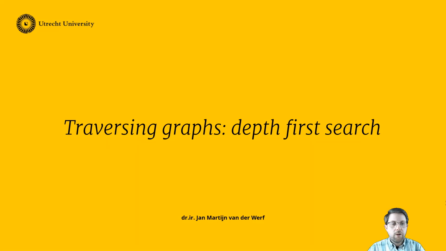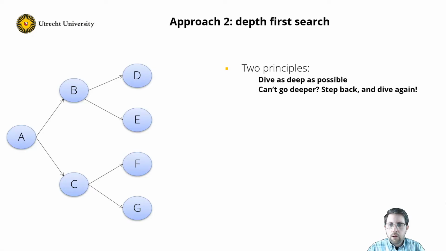There are several ways how you can systematically walk through a graph. In this clip I will explain the depth-first search. The principle of the idea is that we dive as deep as possible, and if we can't go deeper, we step one back and we dive again, hence the name depth first. So how does this work?